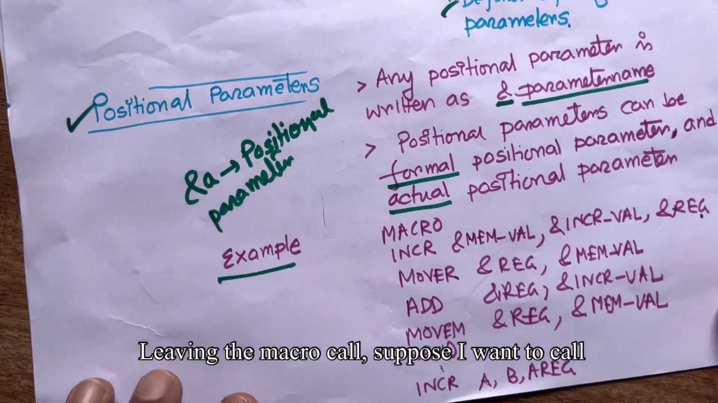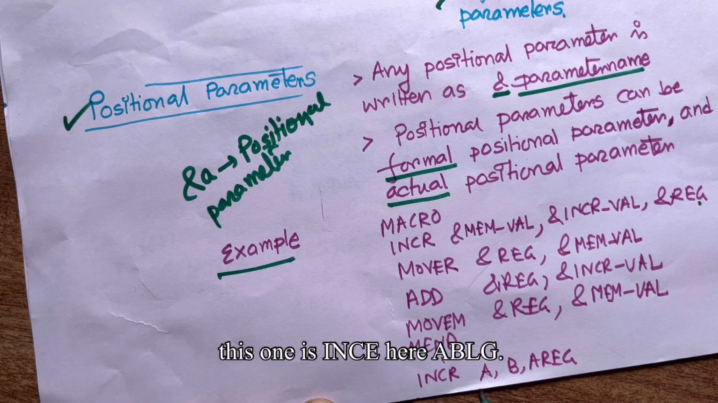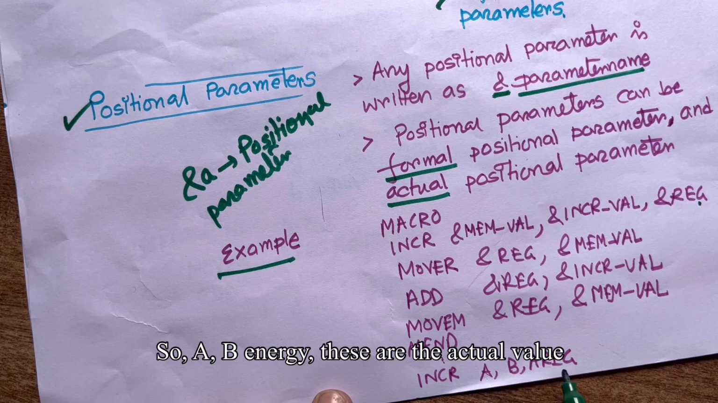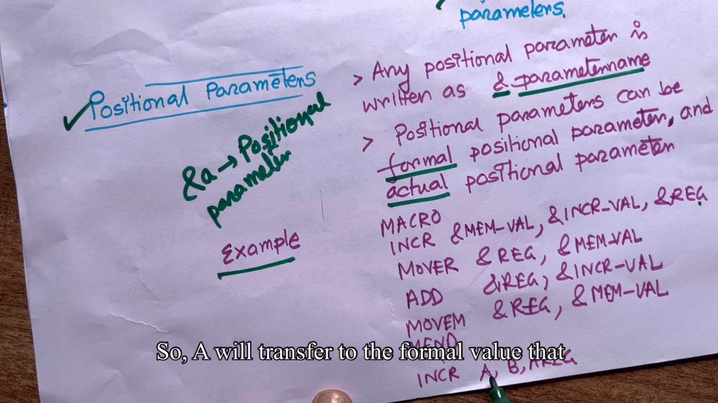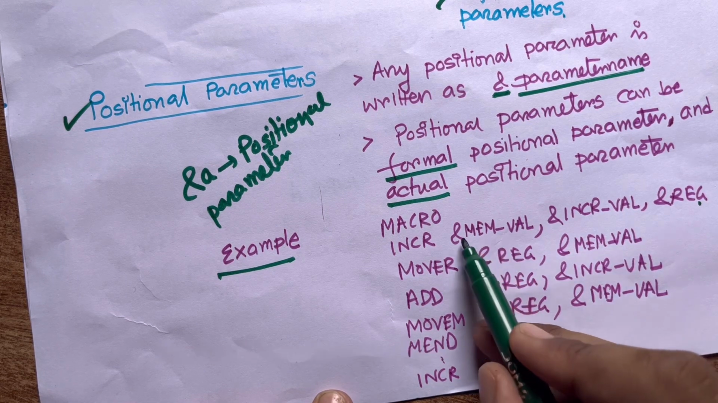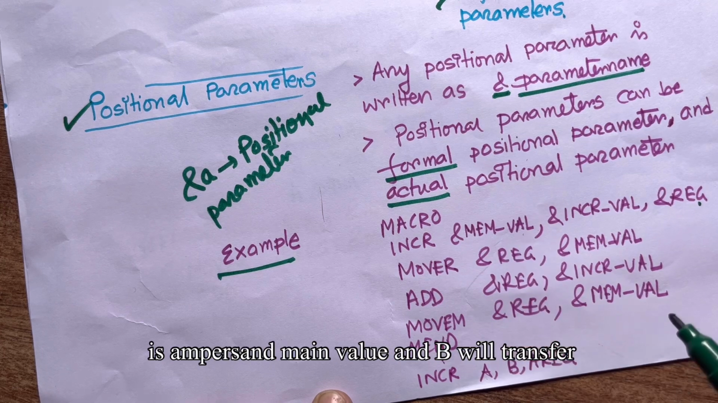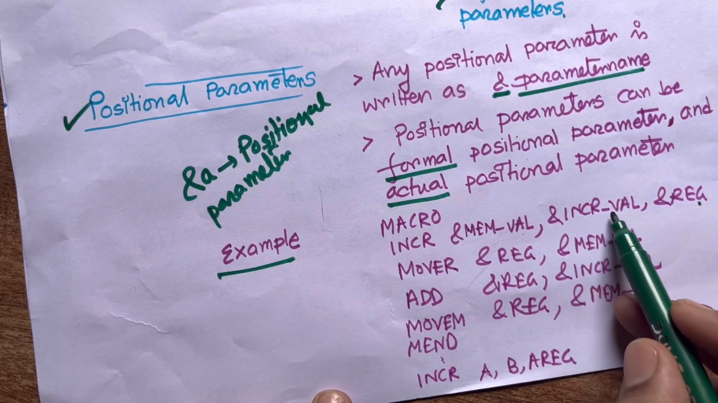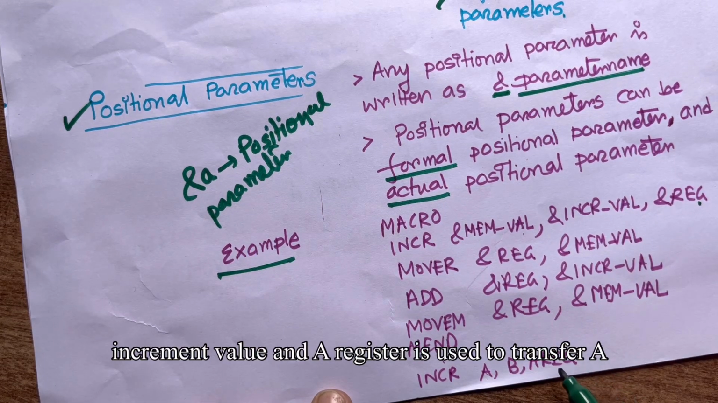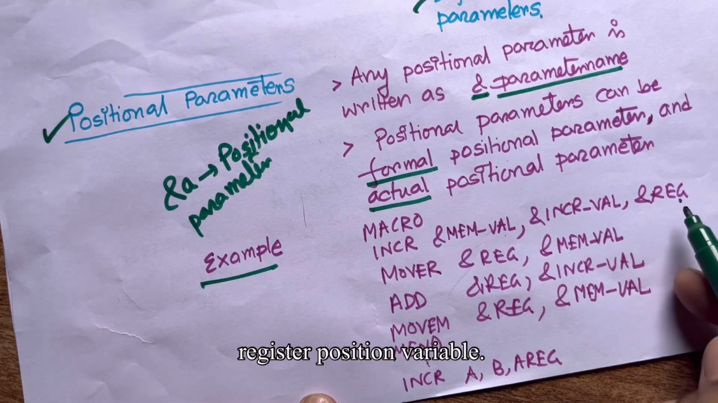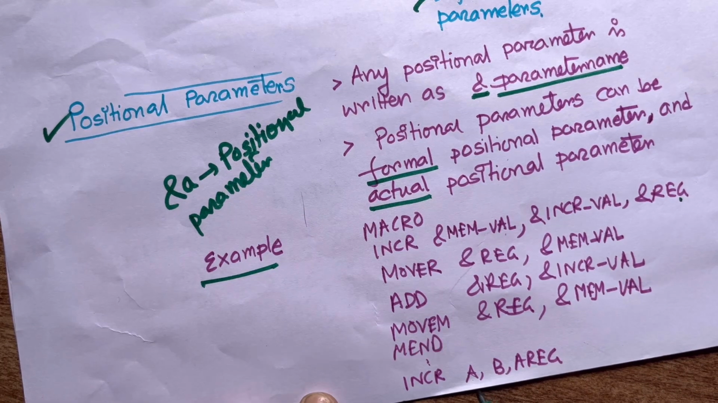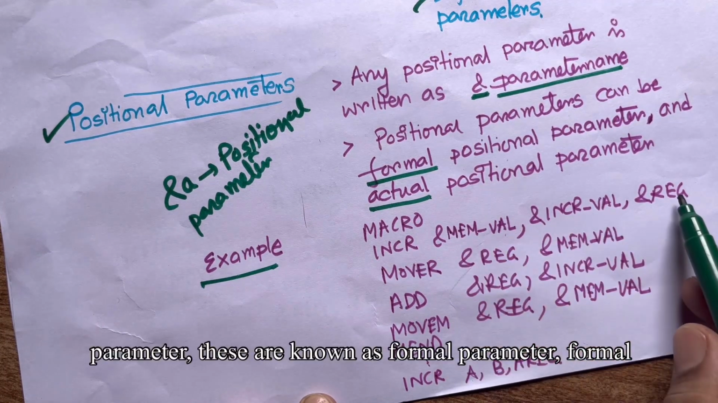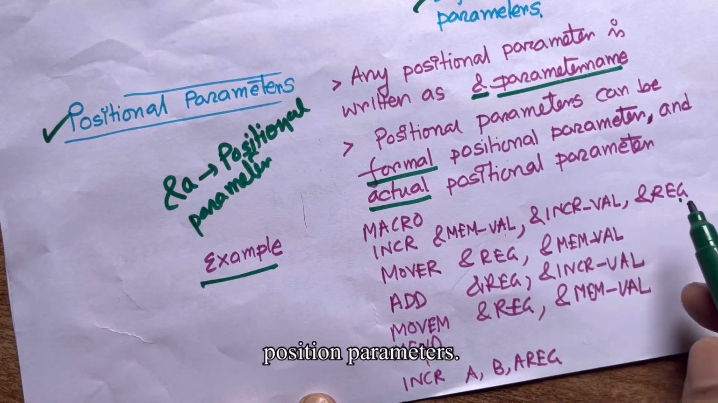During the macro call, suppose I want to call Einshare A, B, AREG. So A, B, and AREG are the actual values during the macro calling. A will transfer to the formal value, that is ampersand main value, and B will transfer to the position of the increment value variable, and AREG is used to transfer to the register positional variable. So these are known as actual positional parameters. These are known as formal positional parameters.